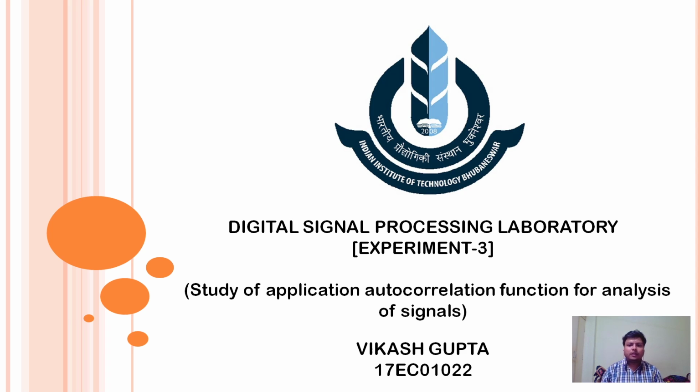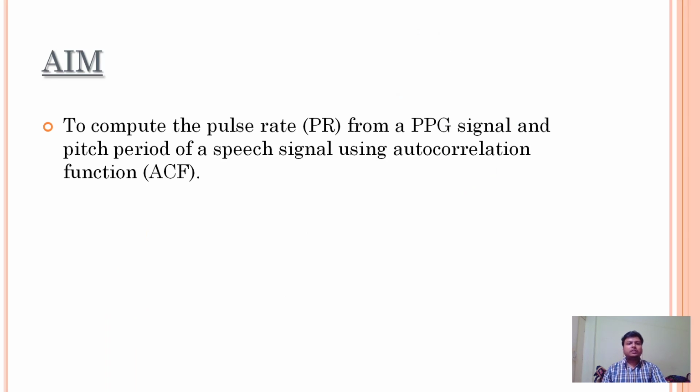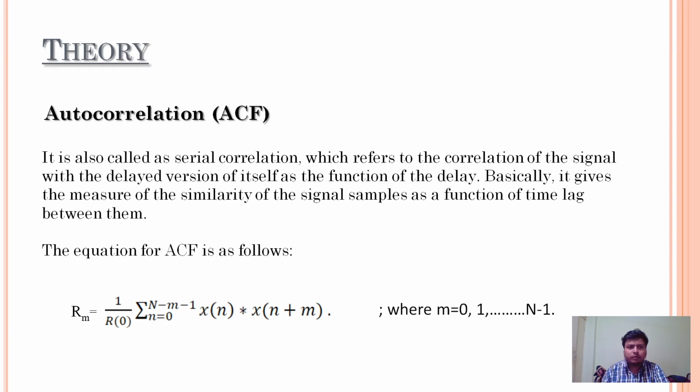Myself Vikash Gupta, and today we are back with experiment number 3 of the digital signal processing laboratory, which deals with the application of autocorrelation function for analysis of signal. So, the aim of today's experiment is to compute the pulse rate from a given PPG signal data and the pitch period of a speech signal using the autocorrelation function generated in Arduino IDE platform.